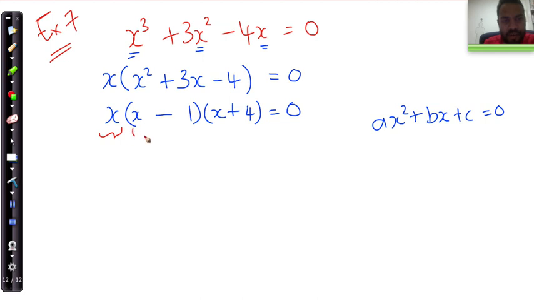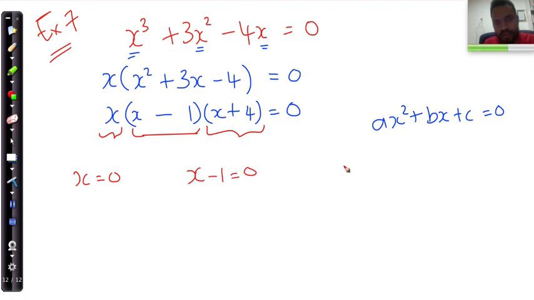Okay, so when I look at this, I can clearly say that either this factor is going to be 0, or that's going to be 0, or that's going to be 0. So either x is equal to 0, or x minus 1 is equal to 0, or x plus 4 is equal to 0. And when we solve this further, this implies that x equals positive 1, and this implies that x equals negative 4.